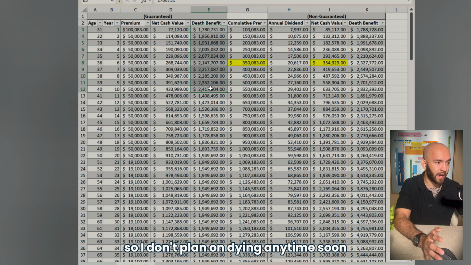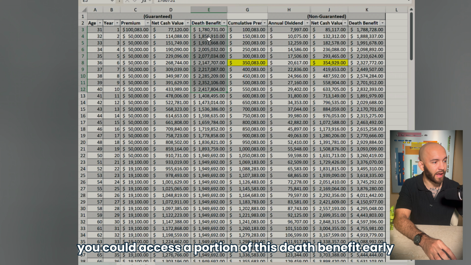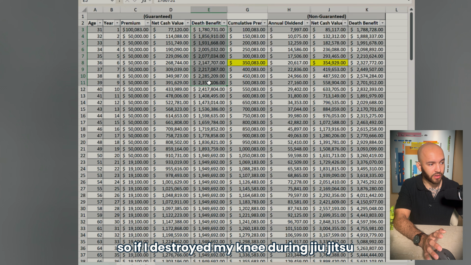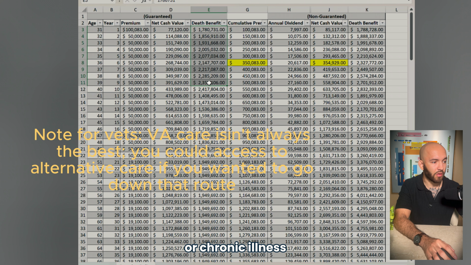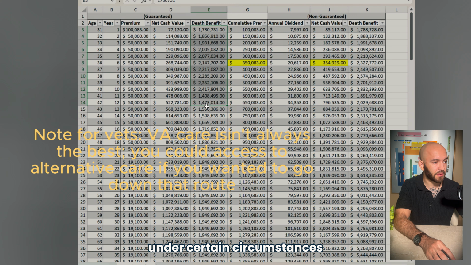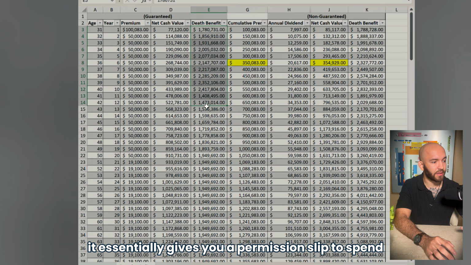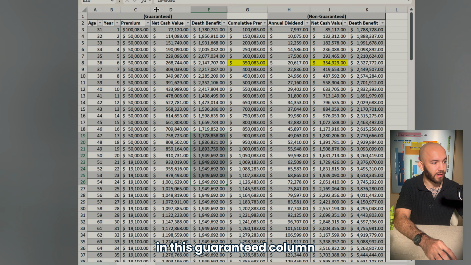So I don't plan on dying anytime soon, but one of the reasons why people love whole life so much is because you could access a portion of this death benefit early if something were to happen to you. So if I destroyed my knee during jiu-jitsu, or if I acquired some type of terminal illness or chronic illness, I could access a portion of this death benefit early under certain circumstances. Another thing to note here with this death benefit, it essentially gives you a permission slip to spend. You don't have to worry about building up to these different death benefit numbers. That's already baked into your contract in this guaranteed column.